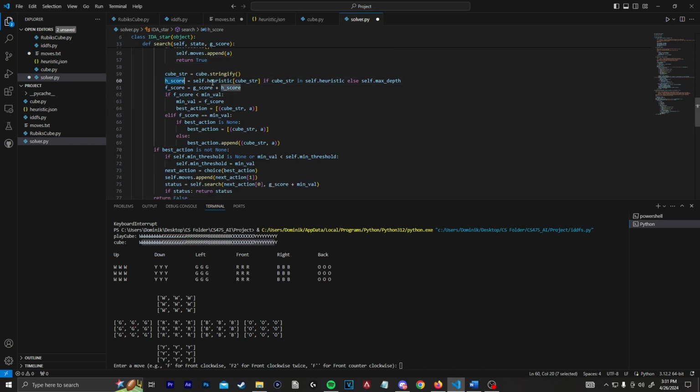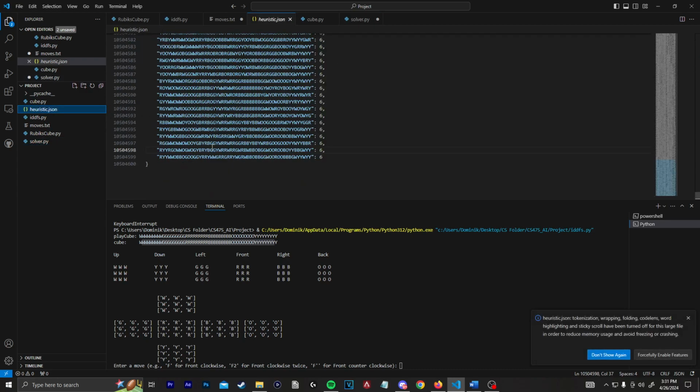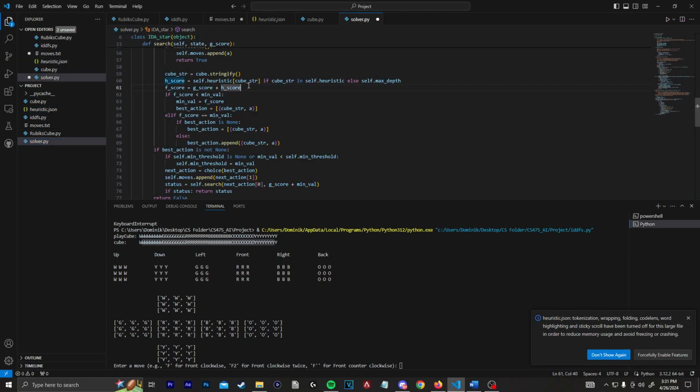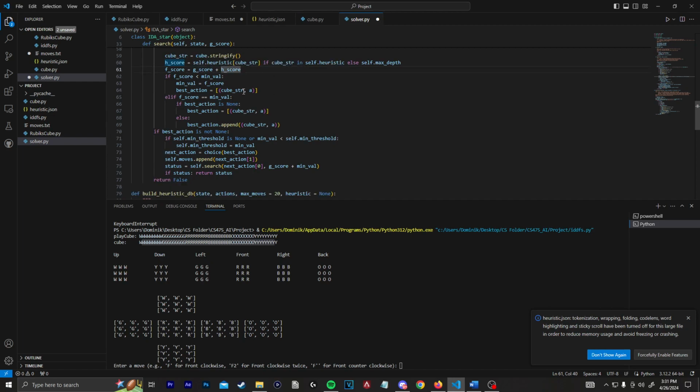Else, we're going to take the H-score, which is just going to be the lookup of our heuristic here. And so again, as you saw from the JSON file, it's just a string with the corresponding amount of moves that it took to get there. And then F-score is going to be G-score plus the H-score. Initially, again, G-score is going to be 1.